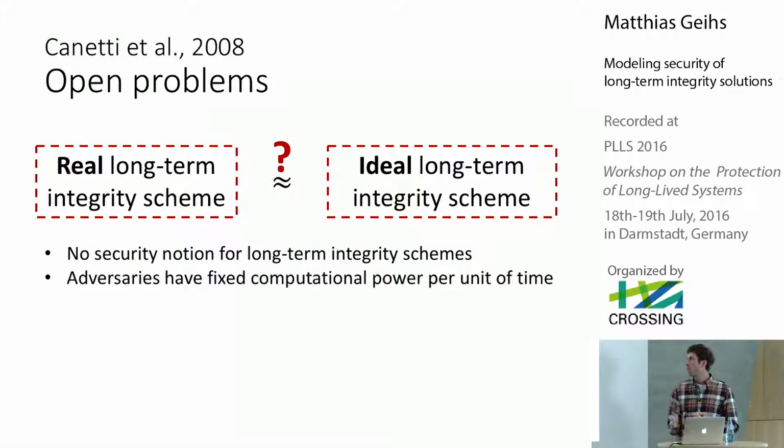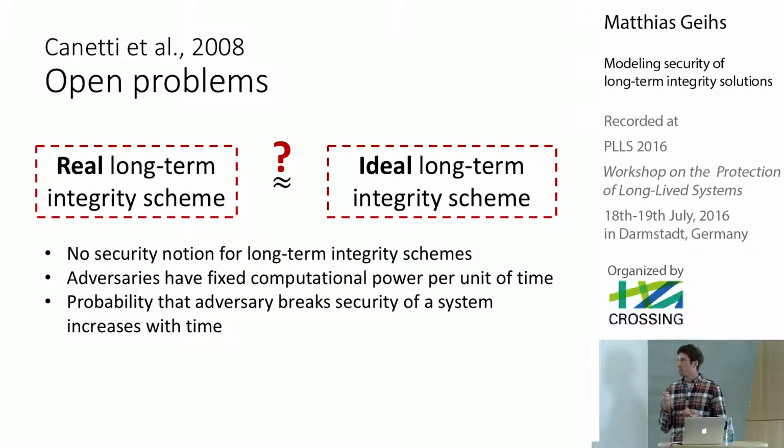And also, what does not seem completely right is that adversaries still have a computational power which is fixed per unit of real time. So they do not model something where the adversary is getting faster over time. What they notice, and I think this is quite interesting, is that the probability that an adversary may break a secure system over a long period of time can only increase. So you cannot really reset the adversary and say, okay, you have to start from the beginning.